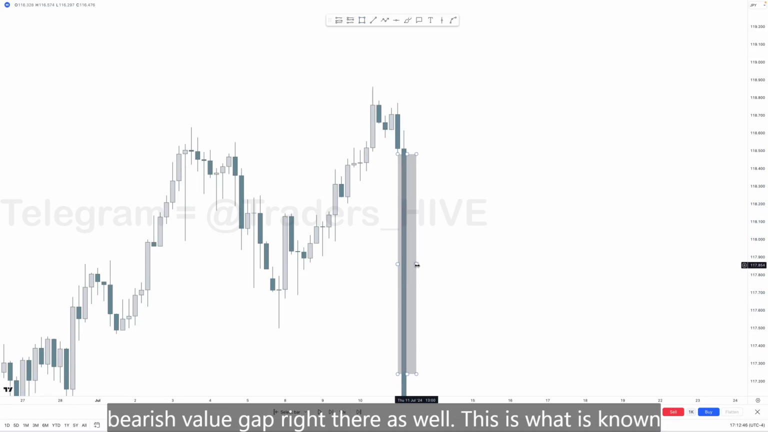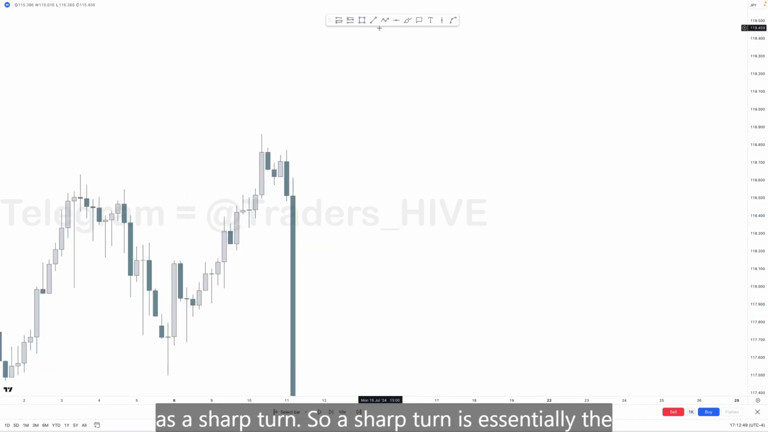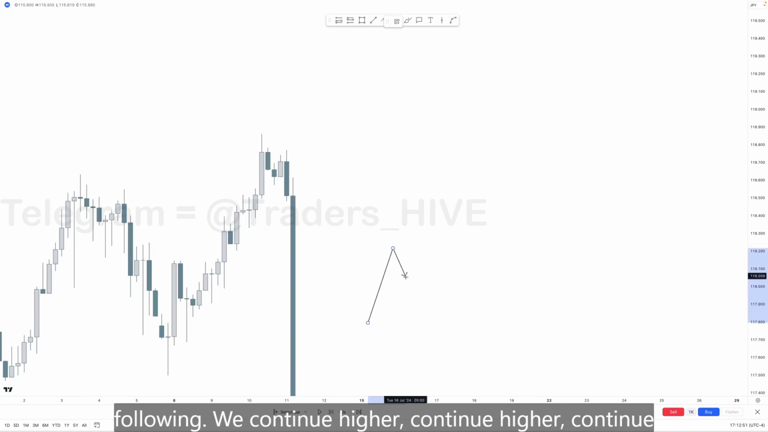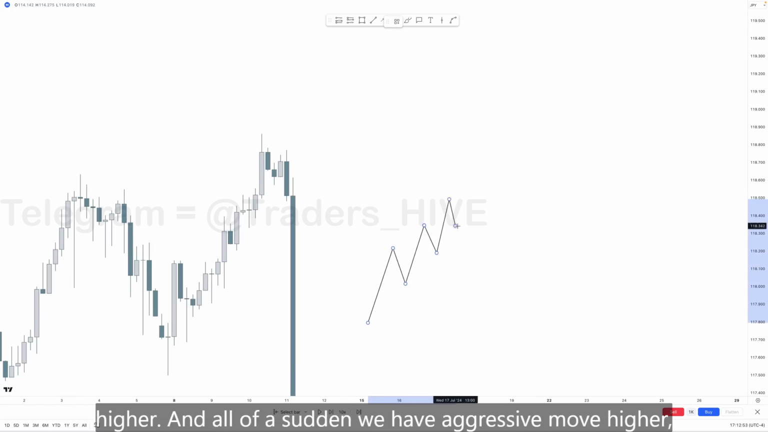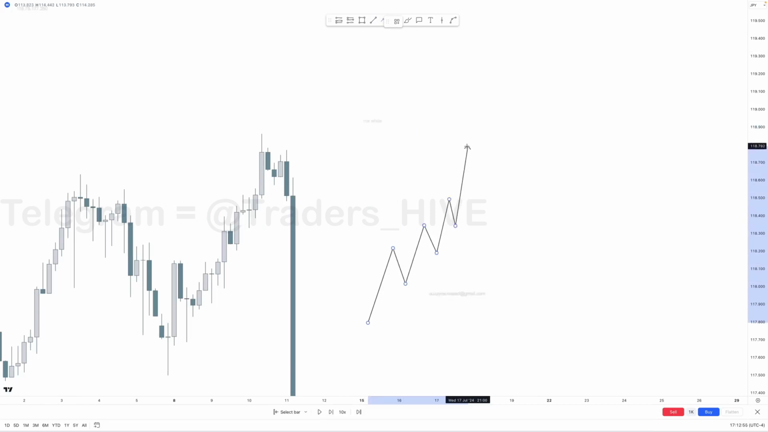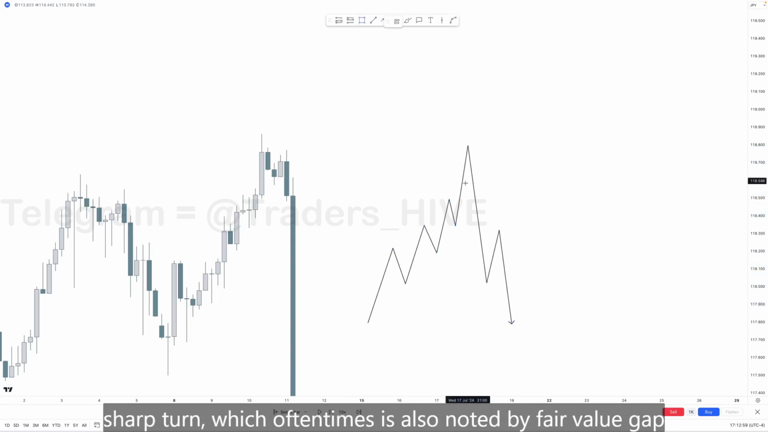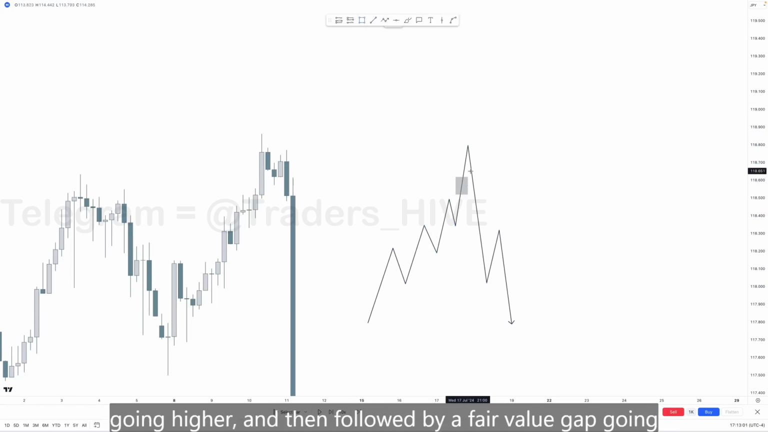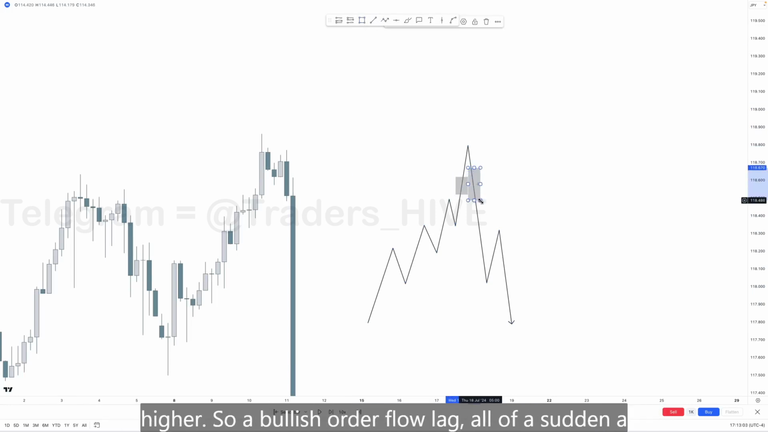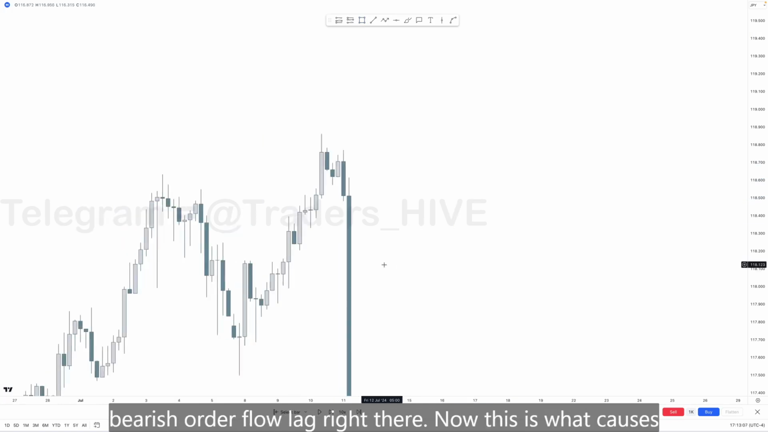This is what is known as a sharp turn. So a sharp turn is essentially the following. We continue higher, continue higher, continue higher, and all of a sudden we have an aggressive move higher, aggressive move lower right there. That leaves behind a sharp turn, which oftentimes is also noted by a fair value gap going higher and then followed by a fair value gap going lower right there. So bullish order flow lag, all of a sudden a bearish order flow lag right there.